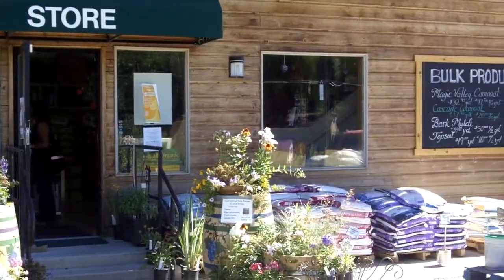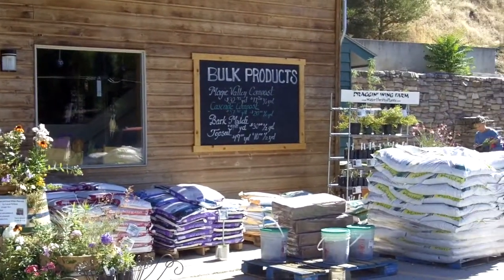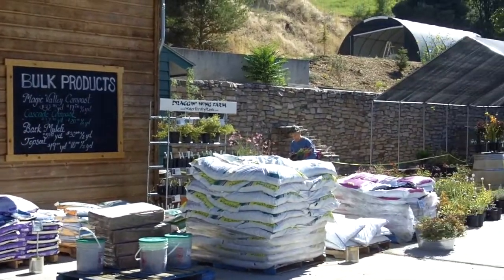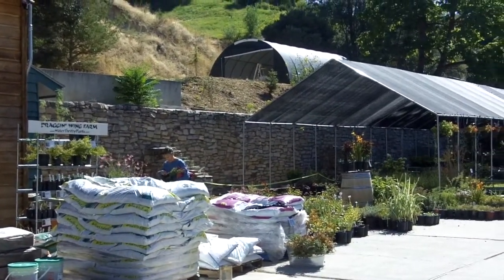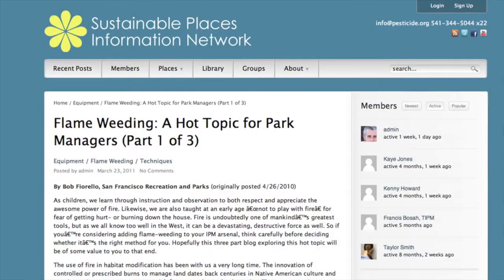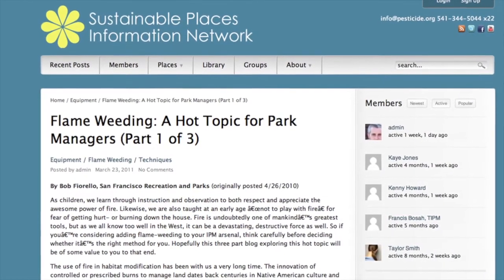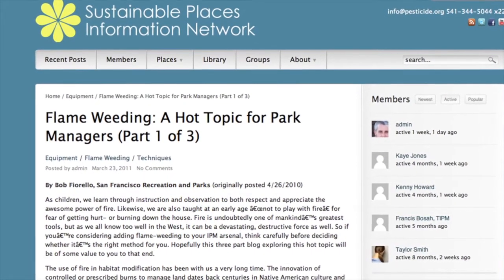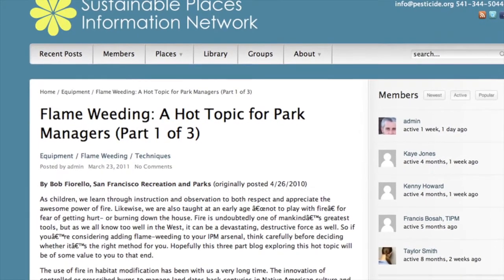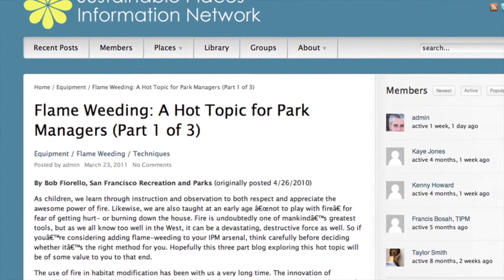Flame weeders can likely be found at your local garden supply store, and they're also available online, so they are easy to acquire and use. Just be sure to observe the appropriate safety precautions. For excellent safety tips, see the three-part article on Sustainable Places Information Network entitled Flame Weeding, a Hot Topic for Park Managers.